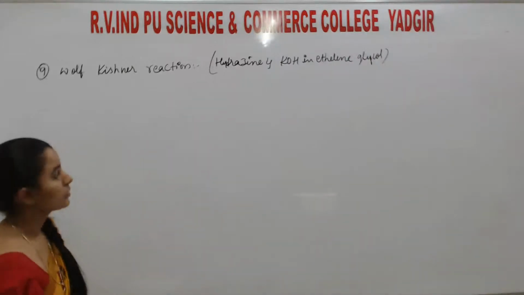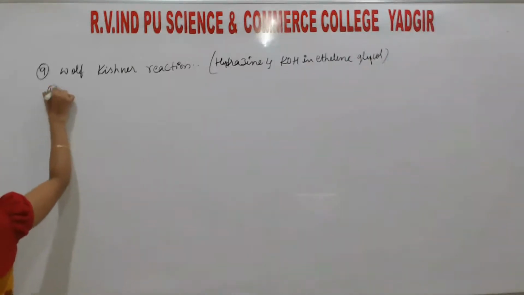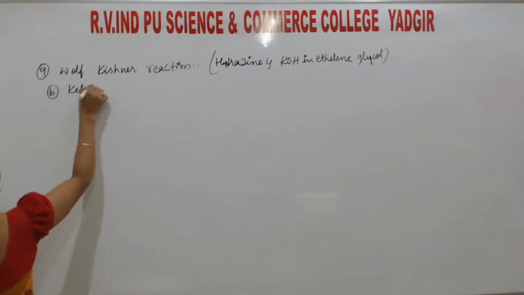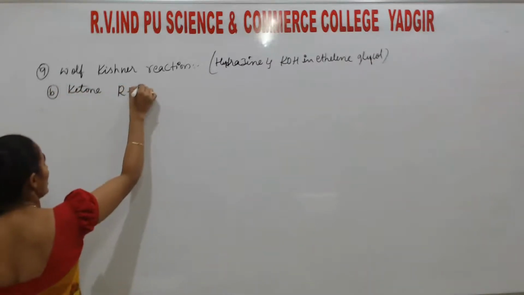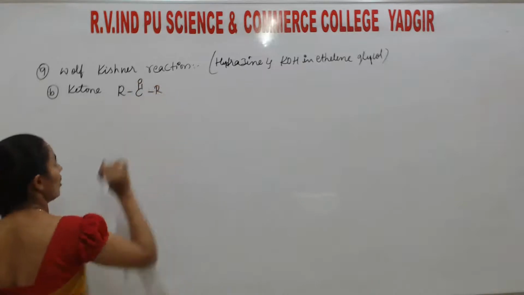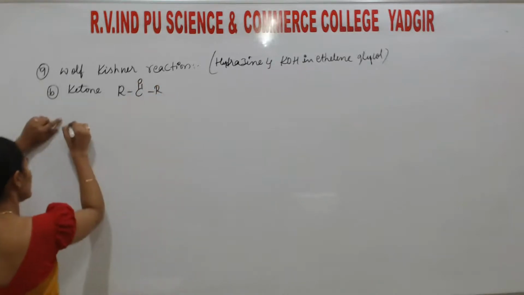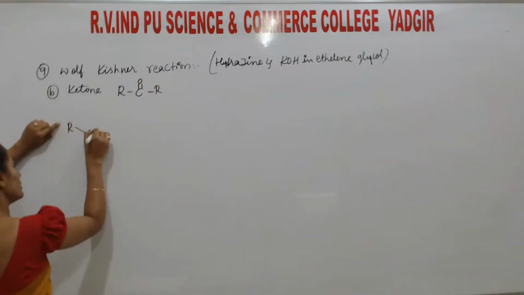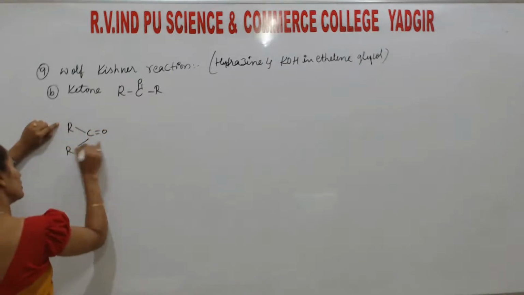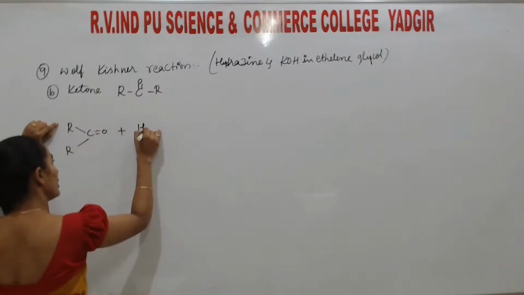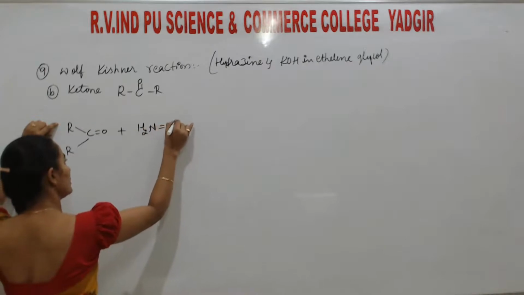Okay? So the next one is for ketone. The general formula of ketone is RC=O(R). So students, ketone is here. I will just take it like this initially. They are made to react with hydrazine.